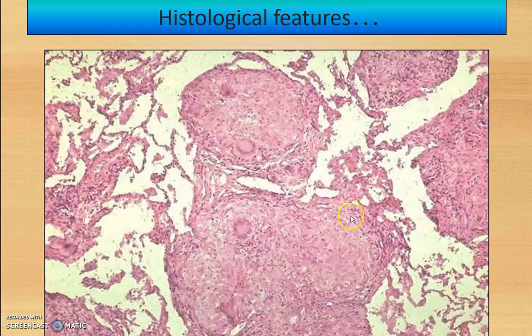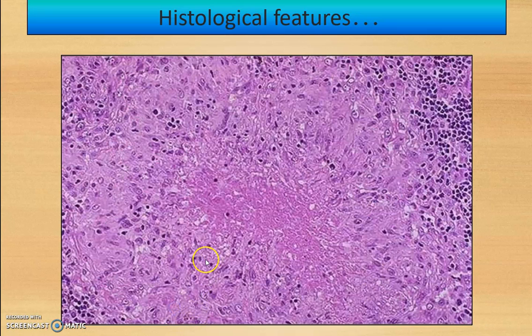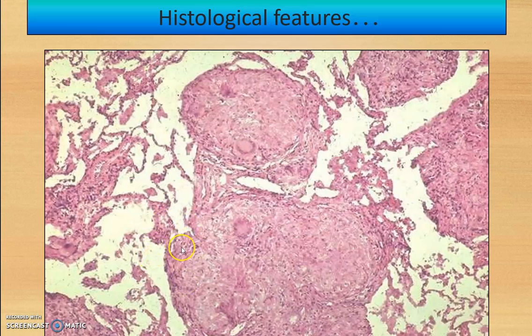This is again another granuloma. You can see the Langhans type multinucleated giant cells with a peripherally located nucleus. You can see the epithelioid cells, the epithelioid macrophages. This is again giant cells, epithelioid macrophages with pinkish cytoplasm, and you can see the rimming of the lymphocytes in this granuloma.